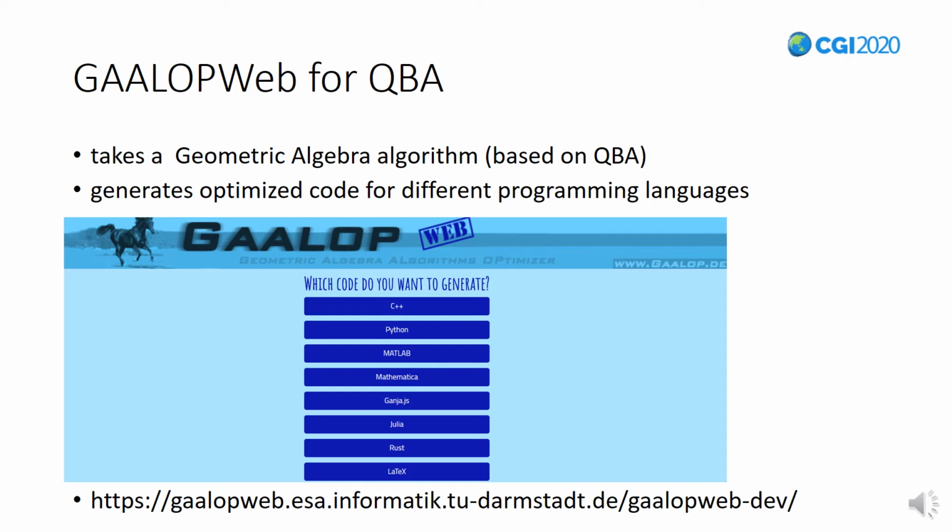In order to calculate with QPA, we extended our online tool Gallop Web. In principle, Gallop Web takes a geometric algebra algorithm and generates optimized code for different programming languages. In the case of QPA, we extended this tool in order to take a QPA algorithm and generate code for, for instance, C++, Python, MATLAB, Mathematica, Ganja, Julia, Rust, or LaTeX.